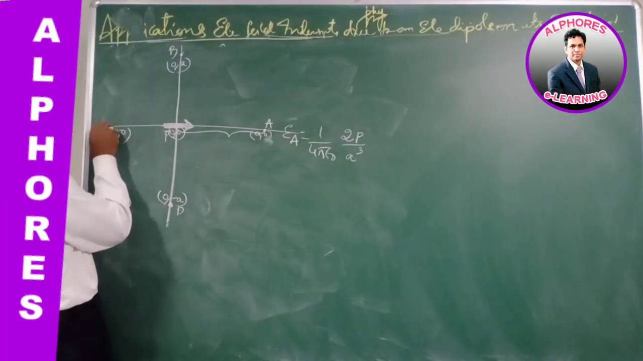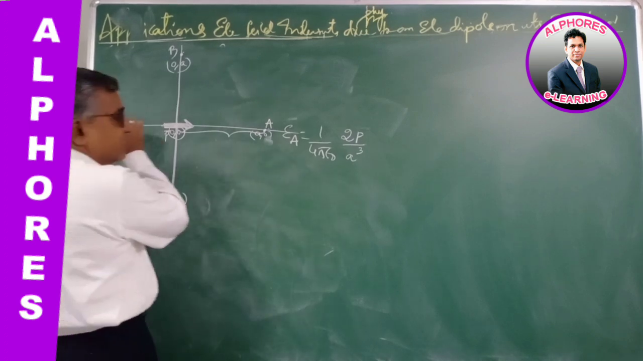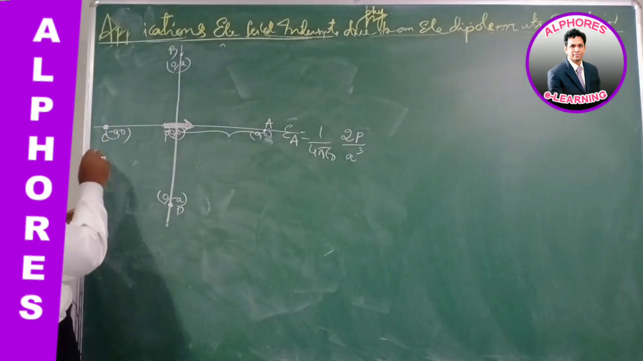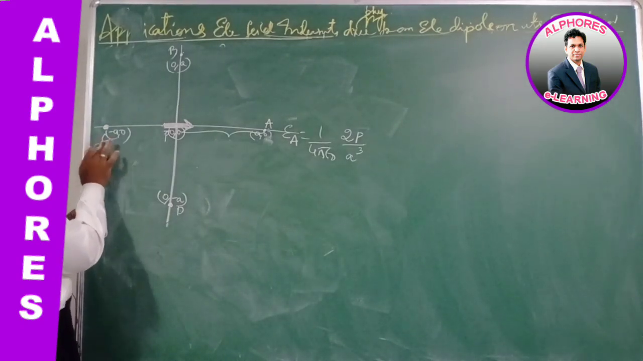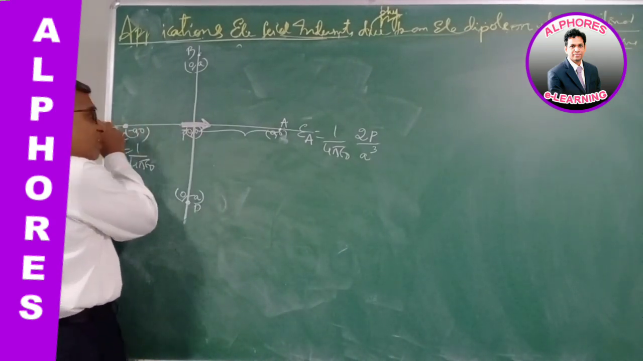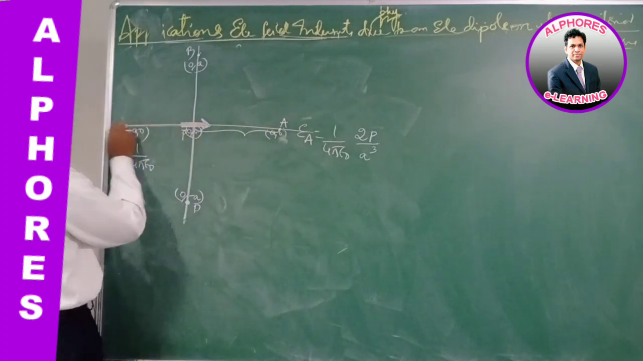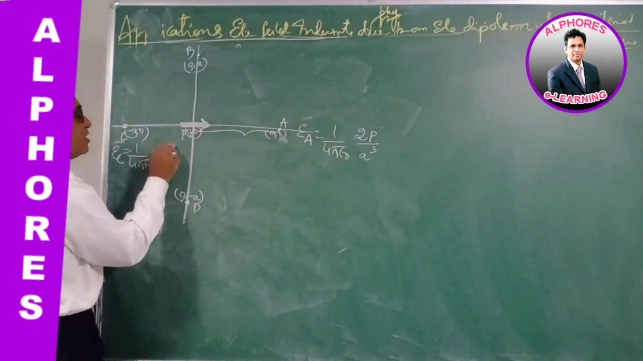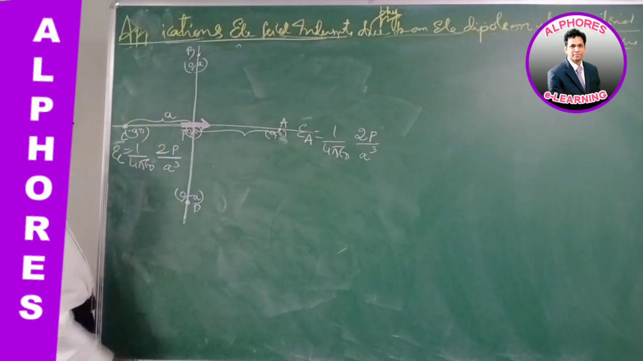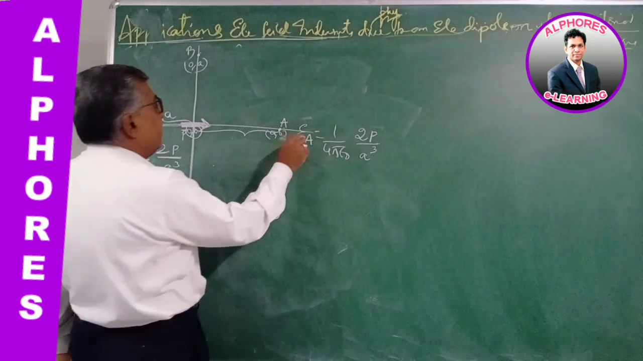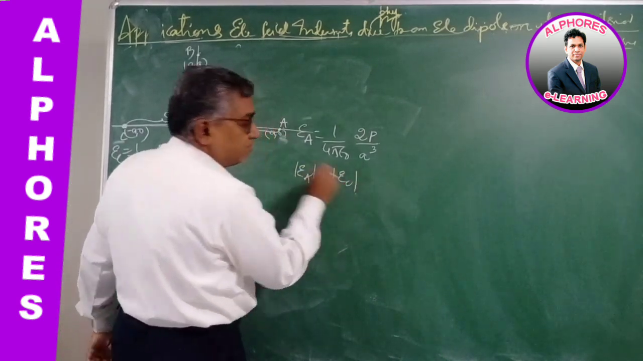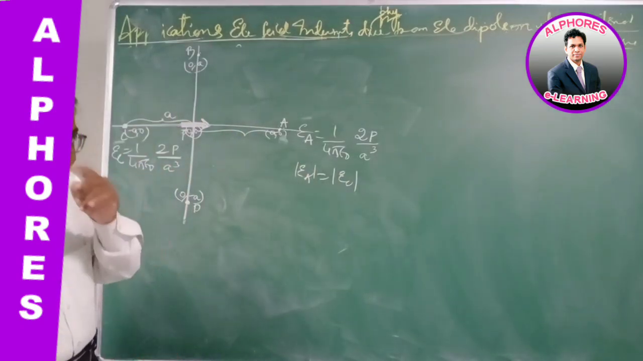Coming to point C, even point C lies on the same axial line extended like this. Even at this point, EC is also 1 by 4 pi epsilon naught, 2p by the distance of the point, here also it is a. This point is also on the axial line, whether on this side or this side, it is the same. Therefore, mod EA is equal to mod EC. Magnitudes are same. Even the directions are also same.